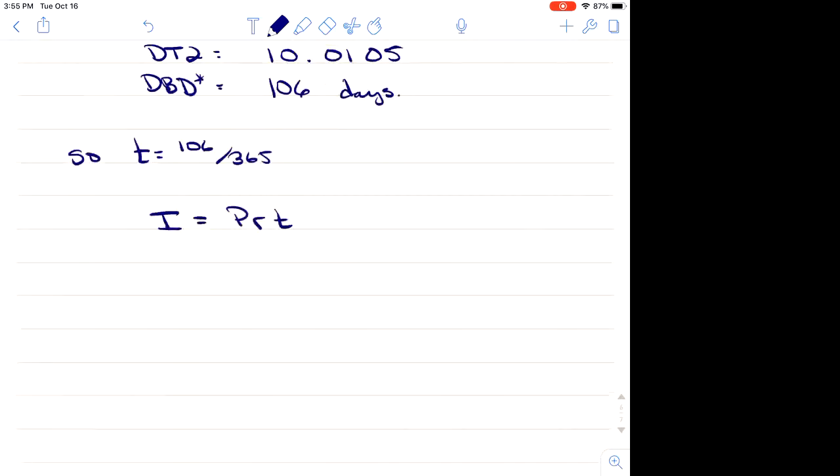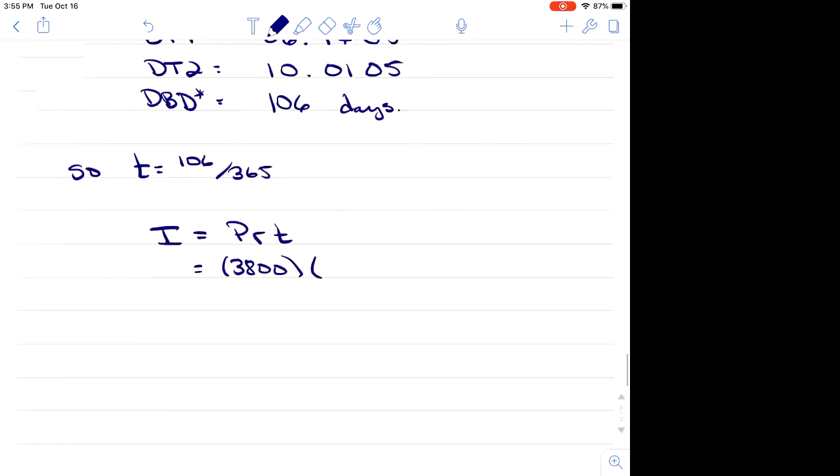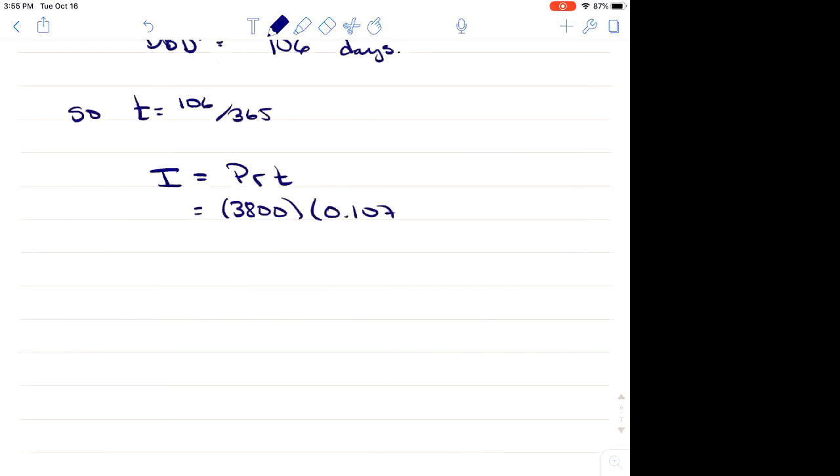So P was the 3,800. The rate we said was 0.1075. And the time is 106 over 365. Because we're multiplying and dividing, we can do them in any order. Doesn't matter. So I'll do the 106 divided by 365. I'll just simplify it. You don't have to, but just to show what it is.